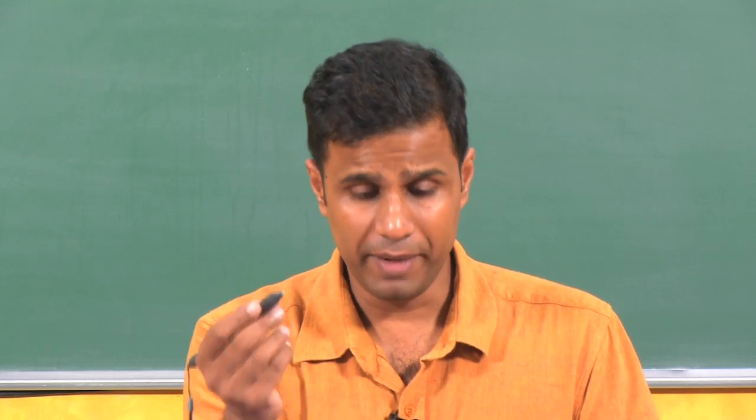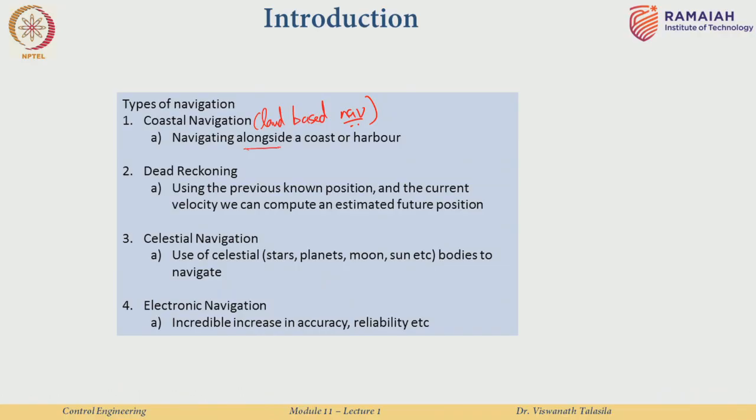So coastal navigation basically is navigating alongside a coast. Alongside a coast means you usually are able to visually observe or see the coast, and we will see why that is very important. The second type of navigation is dead reckoning. We will go into a lot of detail about that. The third type of navigation is celestial navigation, where we use stars, planets, moon, and so on to help us navigate. And we will again go into a little bit of example to see this.